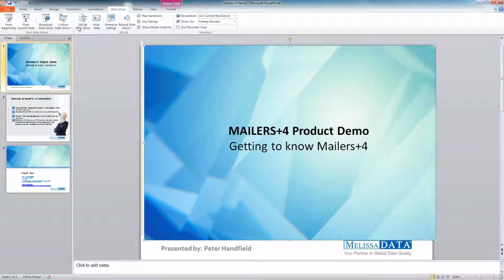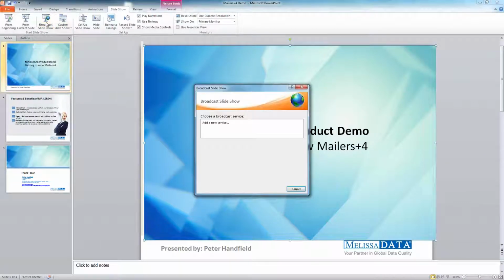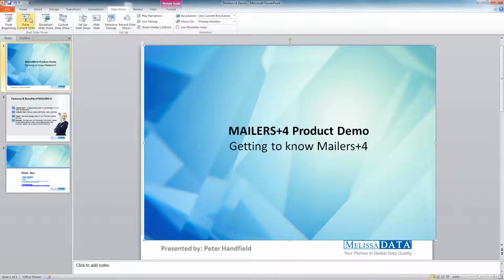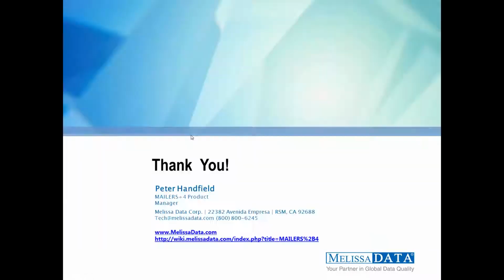Does anybody have any questions or anything? Looks like we have a couple questions. The first question we got is, besides MAILERS+4, is there any other software that you guys offer that does pre-sorting? We have a couple options actually available. One is our pre-sort object, which is a programmer's tool that lets you create your own interface. By doing that, you can set all the settings in there, run your own pre-sort, and create your own program using our pre-sort object.